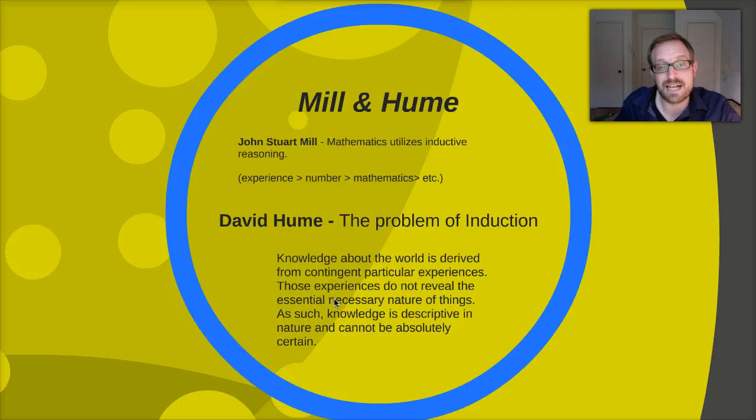I don't think it's probably the best analysis or description of the problem of induction. But we can simply say this: if our knowledge about the world is derived from contingent, particular experiences, and those experiences do not reveal the essential nature of the things that we're experiencing, right? So I can see, for instance, a rainbow, but my experience of the rainbow doesn't give me insight into the nature of rainbows themselves, right? The sort of physics of rainbows. Well, what that means is that my knowledge becomes essentially descriptive in nature, and it's not absolutely certain, right?